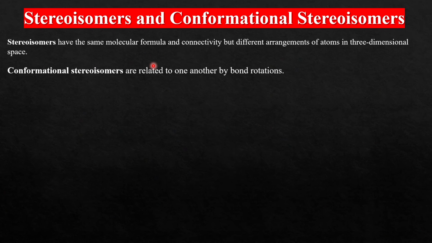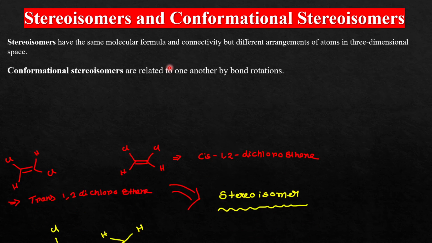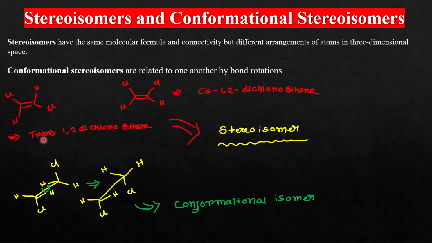Okay, now here I am giving you a very brief introduction about what is called stereoisomer and what is called conformational stereoisomer. I assume that you have some idea about stereoisomers. Stereoisomers have the same molecular formula and connectivity, but different arrangement of atoms in three-dimensional space. Here I am giving you an example of a stereoisomer: trans 1,2-dichloroethane and cis 1,2-dichloroethane.